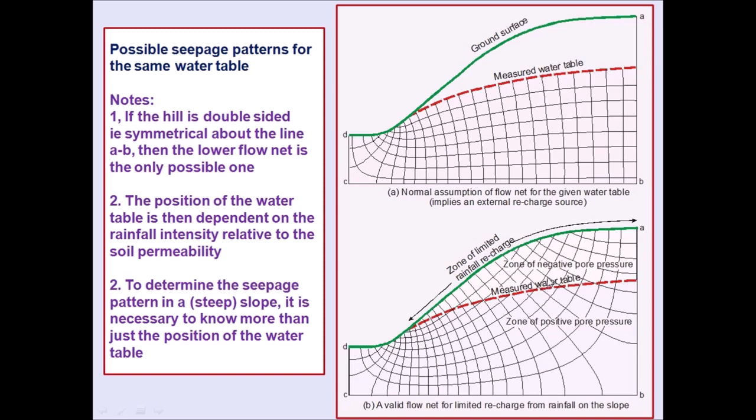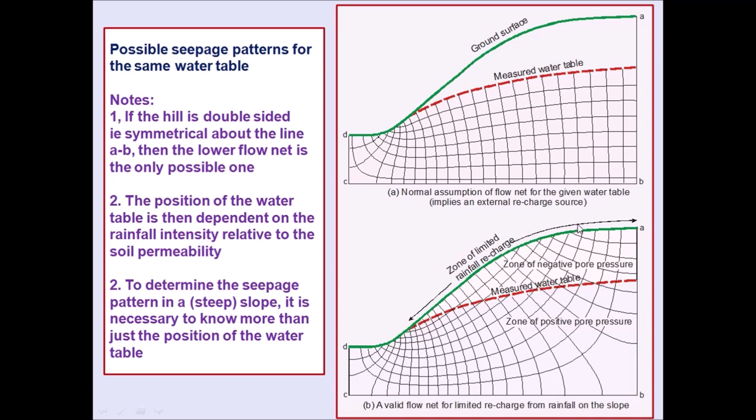A more likely flow net is this one here. In fact, if we had a double-sided hillside, in other words, if it was symmetrical about this line AB, then the only possible flow net is this one here, because anything that falls over here is going in the opposite direction. And the position of your water table will be governed by the relationship between the intensity of the rainfall and the capacity of the soil to accept that intensity of rainfall.